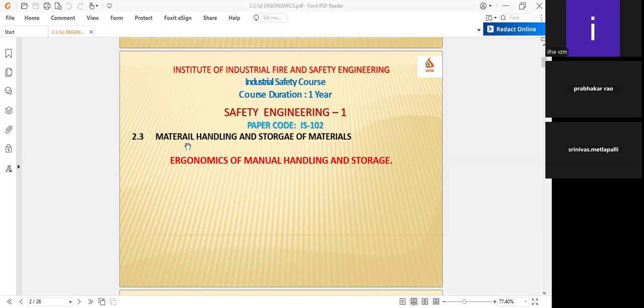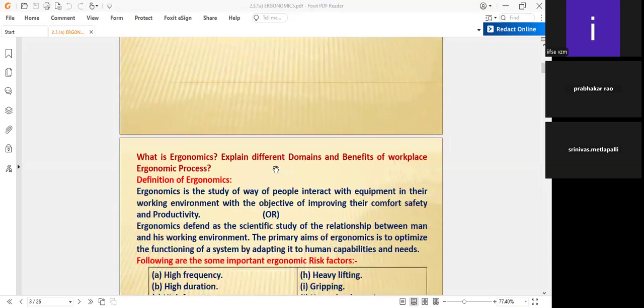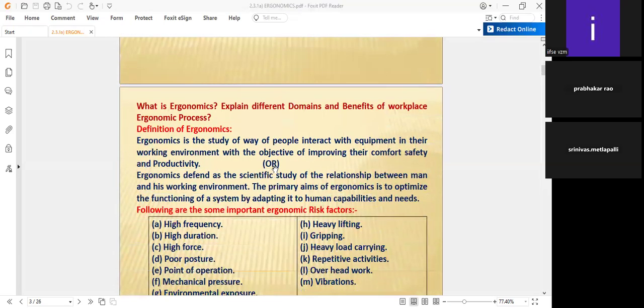Today, as a part of material storage with respect to manual ergonomic handling and storage as per the schedule. Before going to the ergonomics details, I would like to define ergonomics.